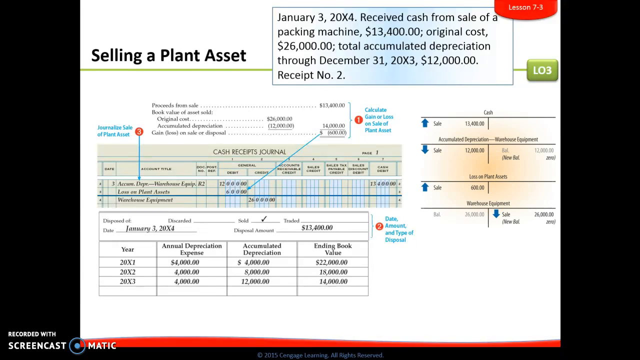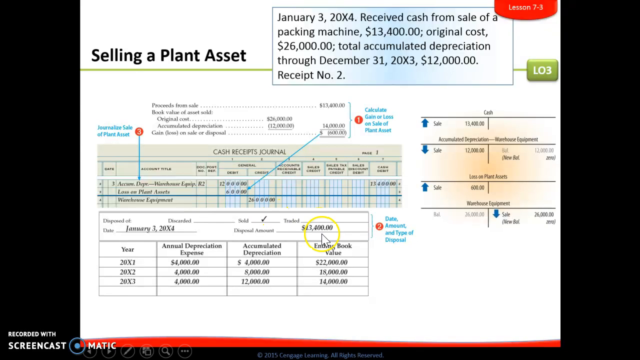Here they're showing us that on January 3rd, we received cash from the sale of a packing machine, $13,400. The original cost was $2,600. Total accumulated depreciation through December 31st was $12,000, receipt number 2. Here we have our plant asset record sheet. We want to record in our cash receipts that we received cash. We want to get rid of that warehouse equipment, and then we need to recognize our gain or loss.